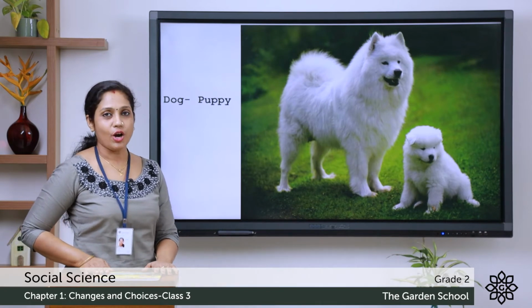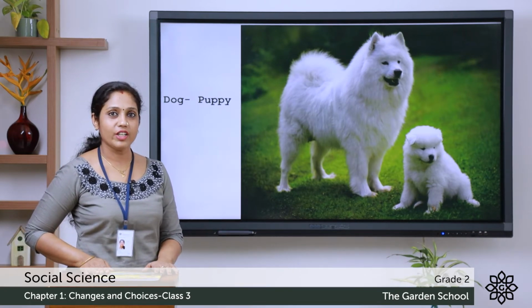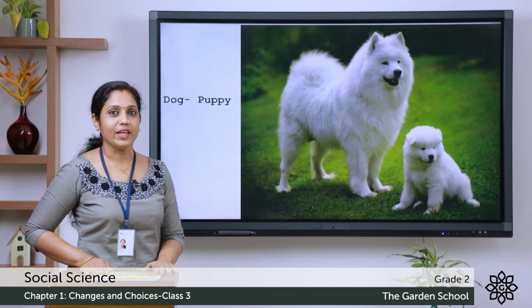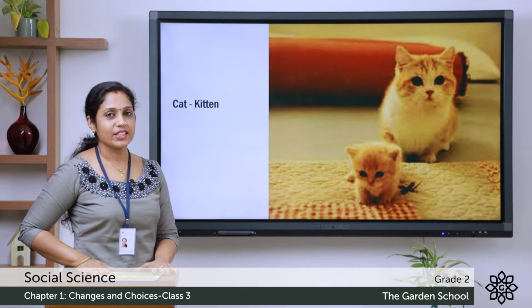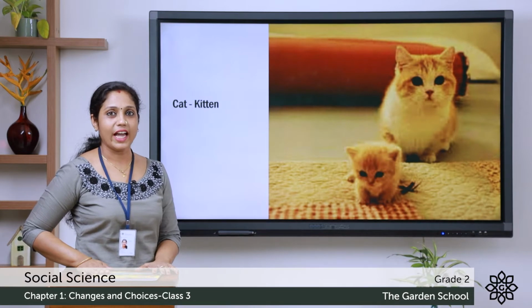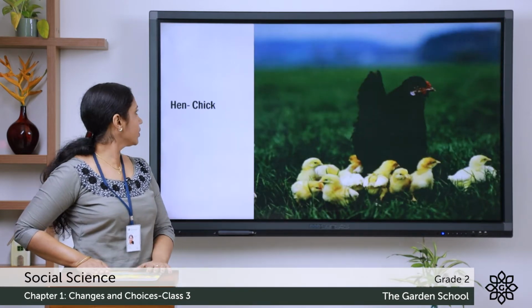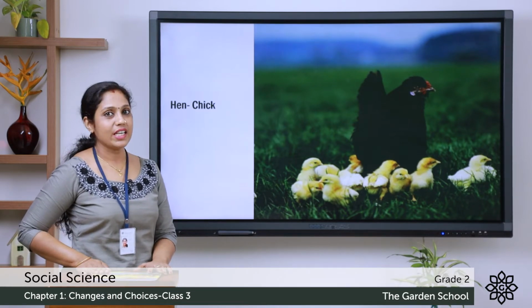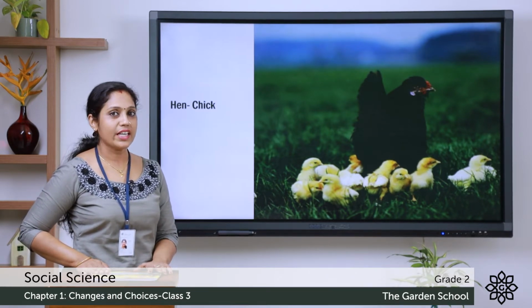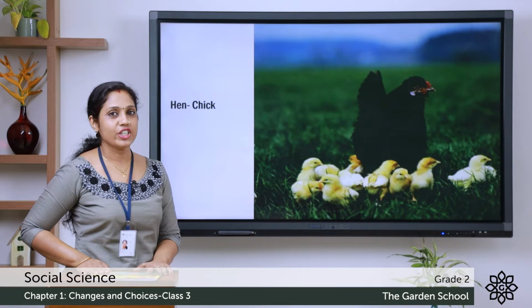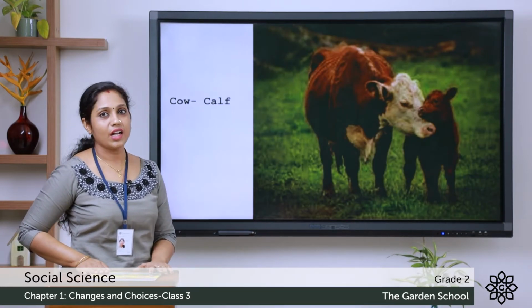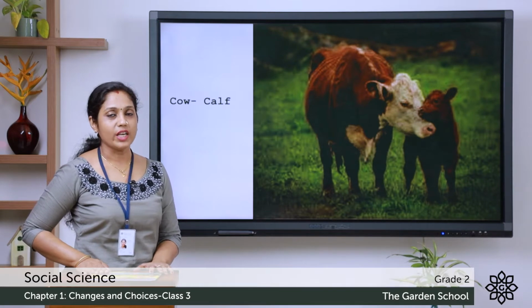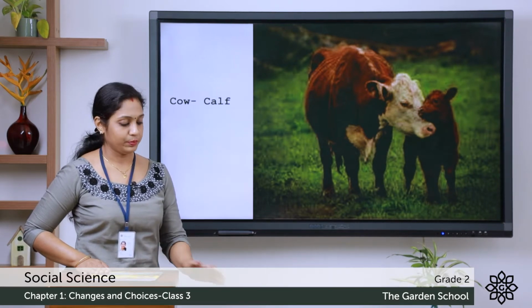We'll move on to the next one. It's a dog. And what do you call the young one of a dog? It's a puppy. This is a cat. And the young one of a cat, we call it kitten. Here we can see hen. And what is the young one of a hen called? Chick. This is a cow. The young one of a cow is called a calf.